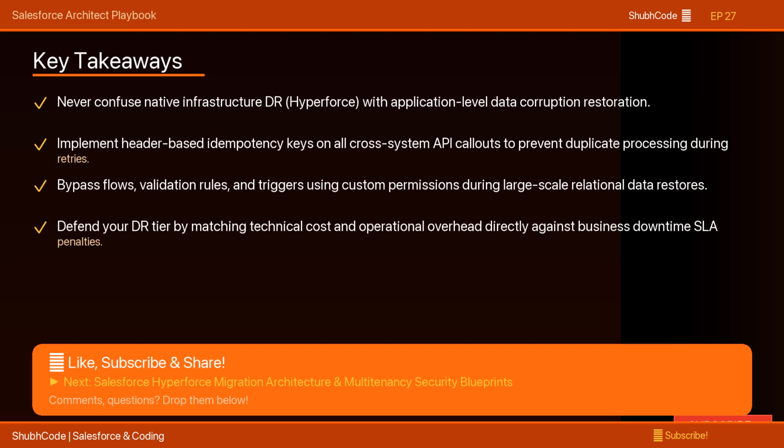Alright, let's wrap up. Here are the key things to remember. Never confuse native infrastructure DR, Hyperforce, with application-level data corruption restoration. Implement header-based idempotency keys on all cross-system API callouts to prevent duplicate processing during retries. Bypass flows, validation rules, and triggers using custom permissions during large-scale relational data restores. Defend your DR tier by matching technical cost and operational overhead directly against business downtime SLA penalties.